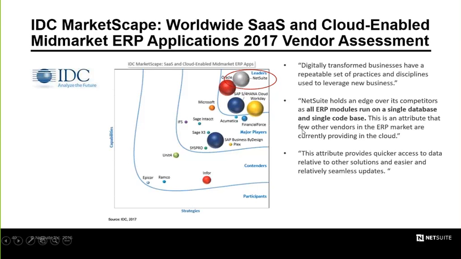This attribute is an attribute that few other vendors in the ERP market are currently providing in the cloud. And that's huge. So what that means is that all of the data, whether it's the sales CRM data, the accounting, the inventory data, the warehouse, the e-commerce, all of that exists in the single database, the same database, intertwined together in one system.